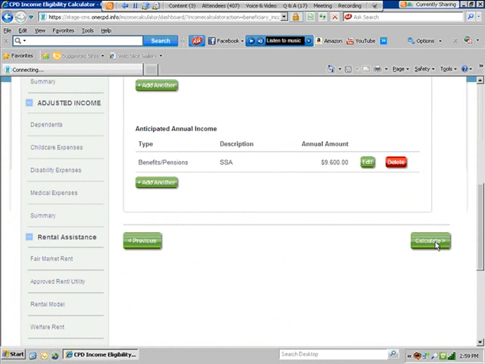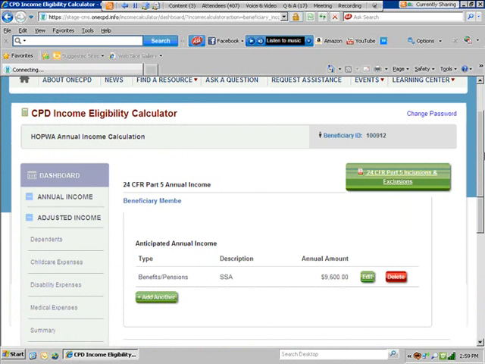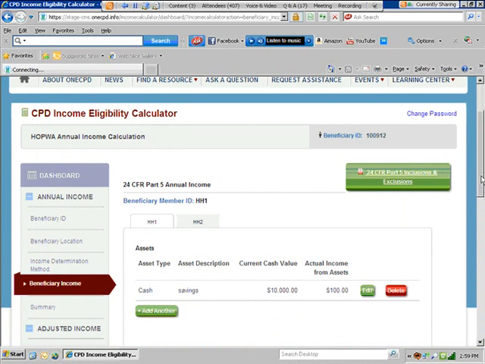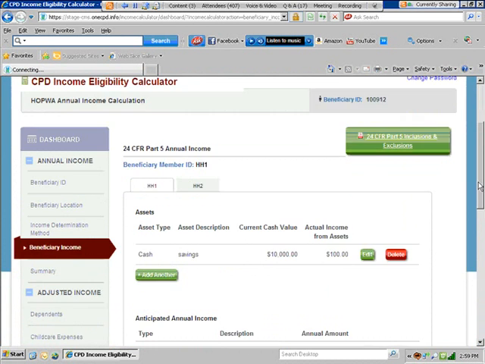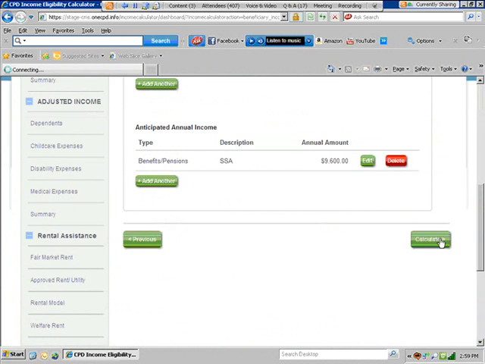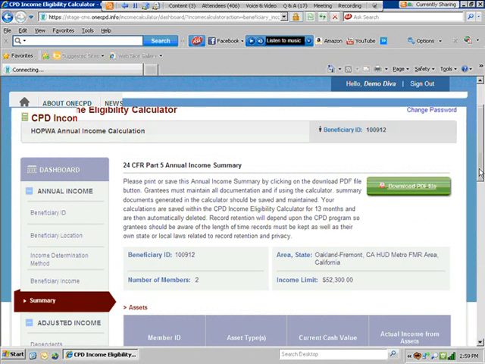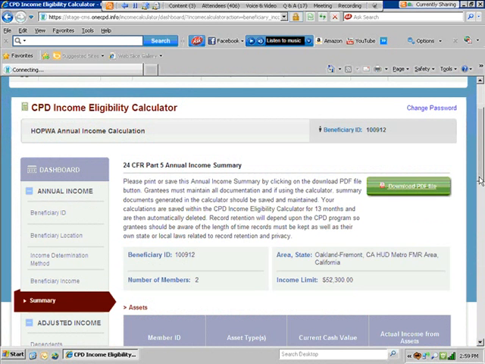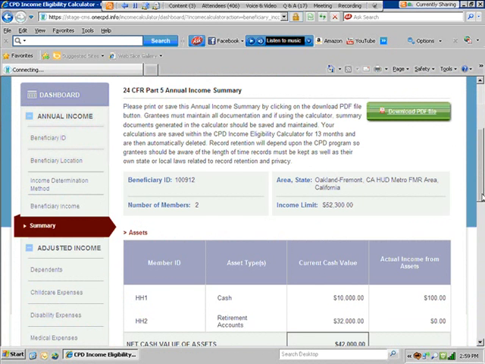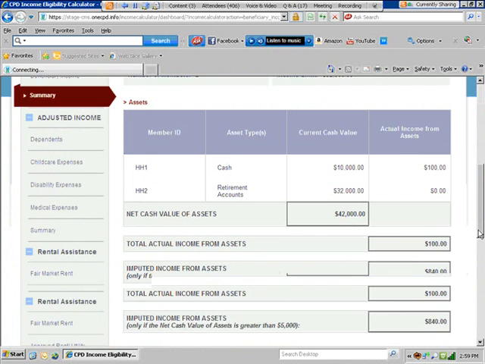So for this household, sorry if that's really quick, we could have checked out the inclusions and exclusions of income that are up there, but we can go ahead and hit calculate. And we could download a PDF for this household if we wanted to. Some people like to do that before they go on to adjusted income just so they don't have to toggle back and forth on their computer screen. So it's a great benefit of the calculator.